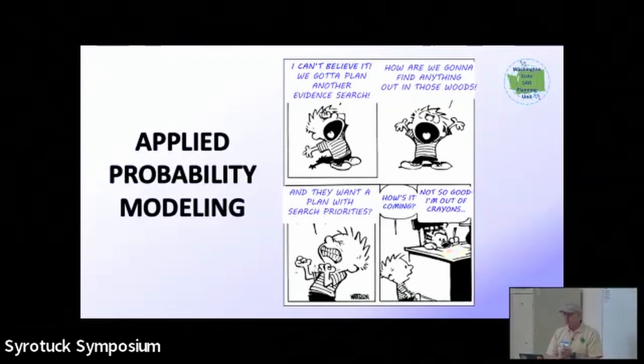And for those who may not be able to read the captions in the back of the room, Calvin starts out, he goes, "Oh, I can't believe it, we got to plan another evidence search. How are we going to find anything out there in the woods?" And they want to plan with search priorities. And he turns to Hobbes and he goes, "How's it coming?" And Hobbes says, "Not so good, I'm out of crayons." And using crayons for coloring is an apt description of our early efforts at Sartopo.